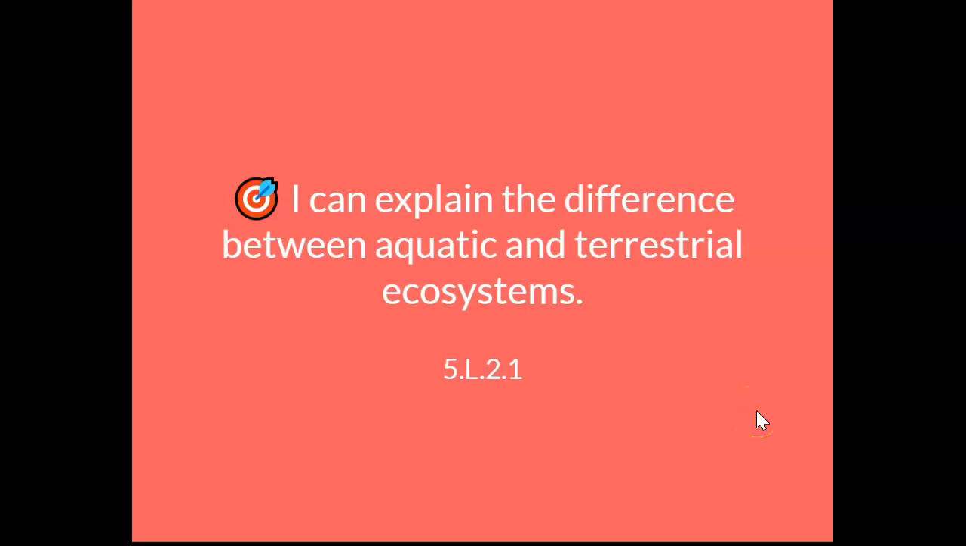Friends, so we are here for our second lesson in our ecology unit. This is another big notes one because we'll be using the notes from yesterday and today to guide our learning for the rest of the week.